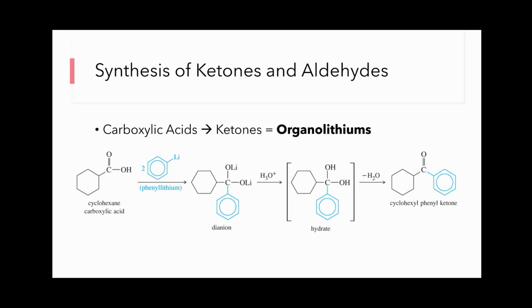Another way you can make ketones when you have a carboxylic acid is organolithium. So it doesn't have to be a phenyl group. It can be any R group that you want to attach to the alcohol part of the carboxylic acid. So if you have two of these, it'll just replace that alcohol group on the carboxylic acid and turn it into a ketone.